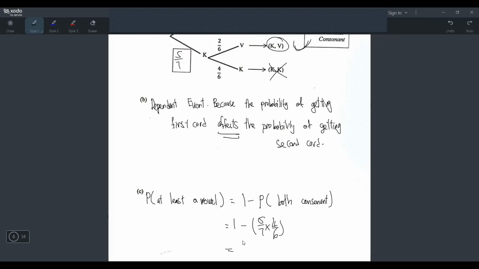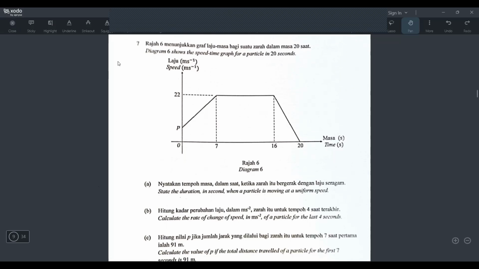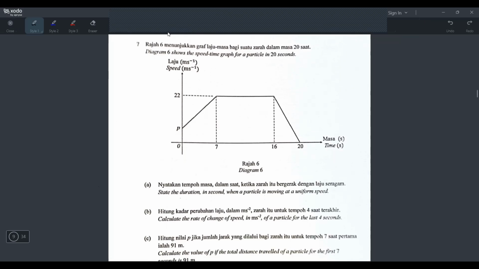Okay, my calculator gives me 11 over 21. So that should be the answer, right? Wait, let me press again. Okay, yeah, correct. 11 over 21. Okay, let's continue. Number 7.